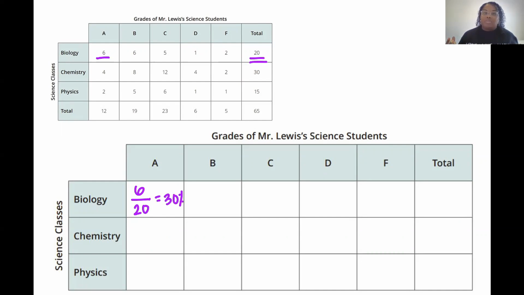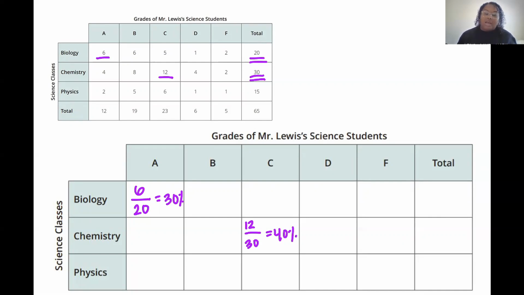We can do that same thing for each of the cells, but let's do a couple more examples. Let's look at students that received a C in chemistry. So I can see from my marginal frequency distribution, there were 12 of them. Out of the students just that are enrolled in chemistry, there are 30 of them. And when I do that division, I get 40%. Let's do one more on this table.